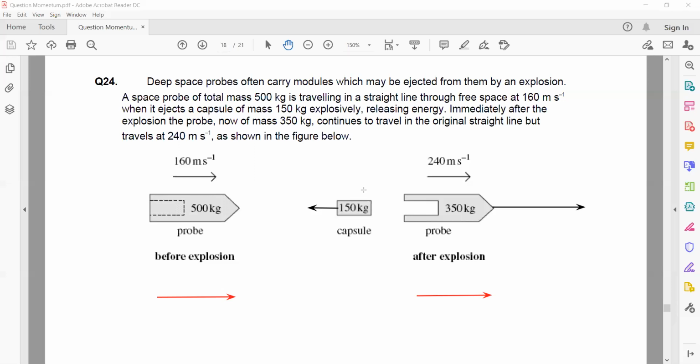But when there is an explosion, if the capsule is moving in the opposite direction to the probe, then the probe should move with a higher speed so that the resultant momentum is towards the right hand side. And that is obvious from the figure. You can see initially the probe was moving with 160, but later it is moving with 240. So that shows a higher momentum for the probe after, because it needs a resultant momentum towards the right hand side.